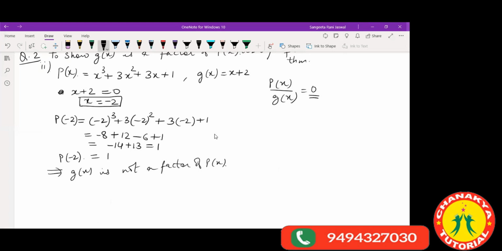Okay, now you try this one. I'm taking the third part. This question is for you now. Everyone, do it now. x cubed minus 4x squared plus x plus 6. This is the polynomial given to you, and g(x) is given as x minus 3. Do it.